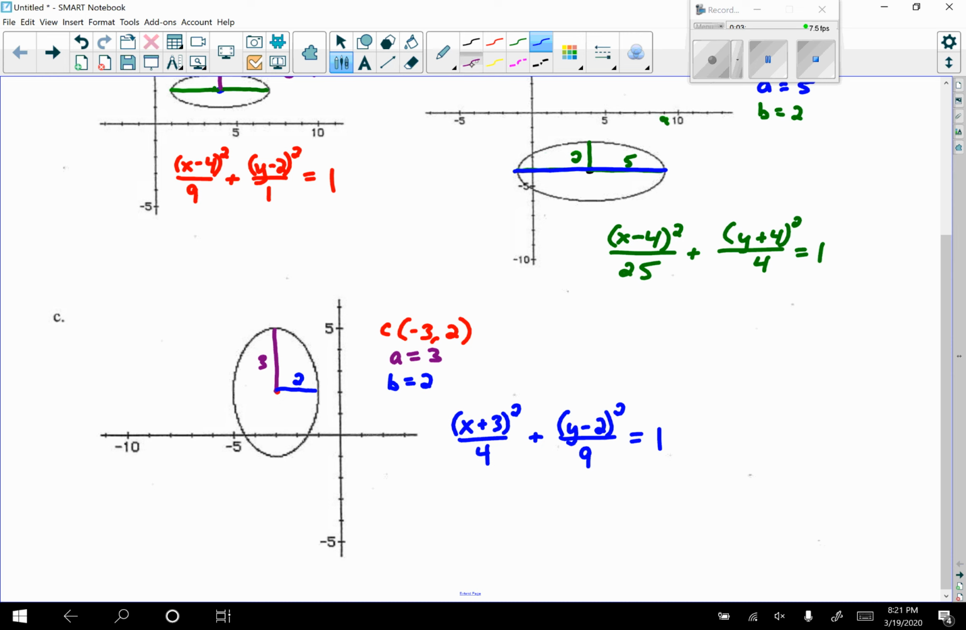Because our major axis is vertical, a squared, which will be 9, is our second denominator. Notice right here, a squared is 9. Again, x goes in the first numerator, so it's x minus h. x minus the negative 3 becomes x plus 3, that quantity squared. Next, I have y minus k, so y minus 2, that quantity squared. Since a equals 3, a squared equals 9 goes second. b squared, which equals 4, goes first.